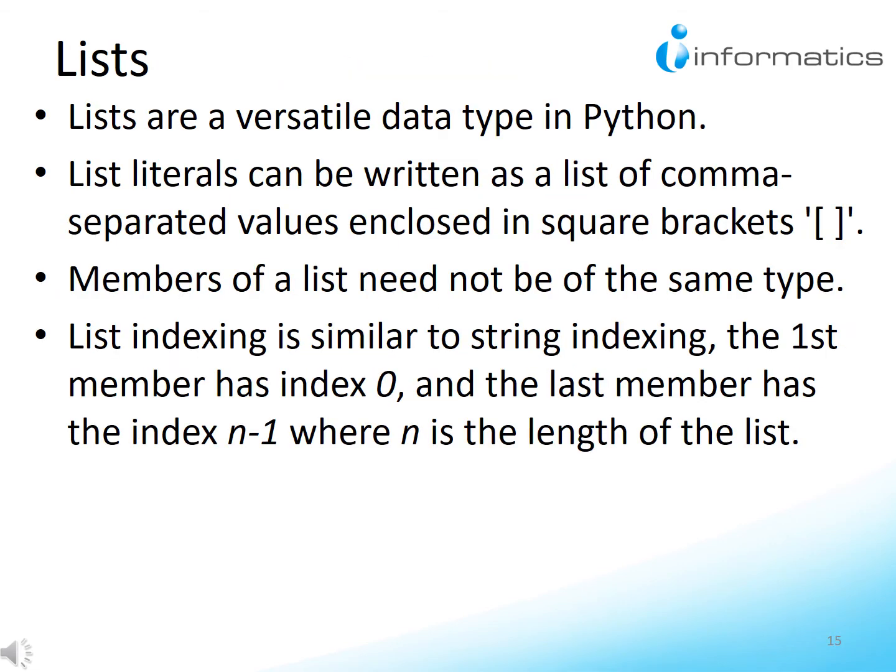Let's look closely into the list data structure. Lists are a versatile data type in Python. It is used in almost all practical programs. List literals can be written as a list of comma-separated values enclosed in square brackets. Members of a list need not be of the same type. List indexing is similar to string indexing. The first member has index 0, and the last member has the index n-1, where n is the length of the list.